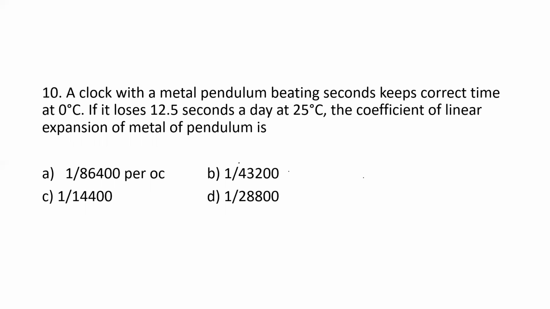The loss of time due to heating of a pendulum is given by ΔT = 1/2 αΔθ T. So 12.5 = 1/2 × α × (25 − 0) × T. T is one day, so convert it to seconds: 86400.